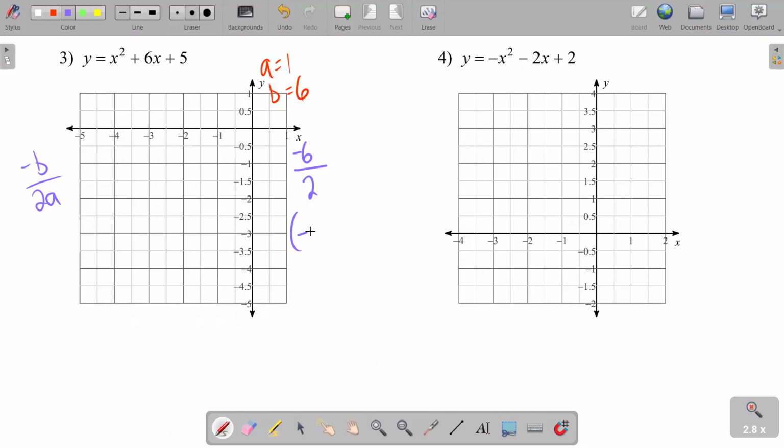So that means that the vertex has an x coordinate of negative 3. So I write it like that, just knowing that I've got this space here and that I'm going to fill it in here momentarily after I go do some math. So I'm going to write blank squared plus 6 blank plus 5. And what's going in those blanks? The negative 3 that we worked so hard to find.